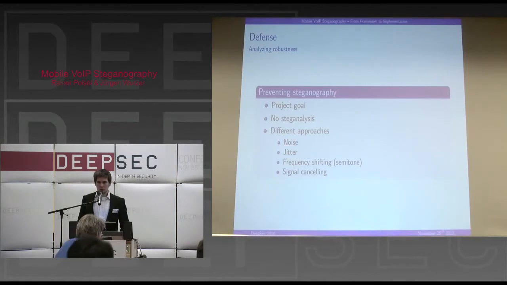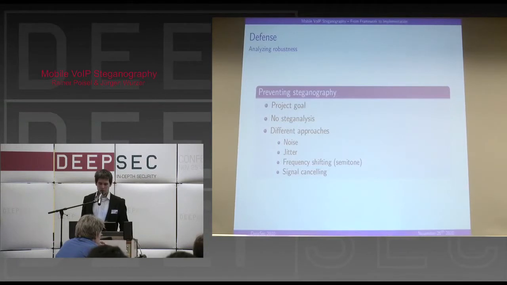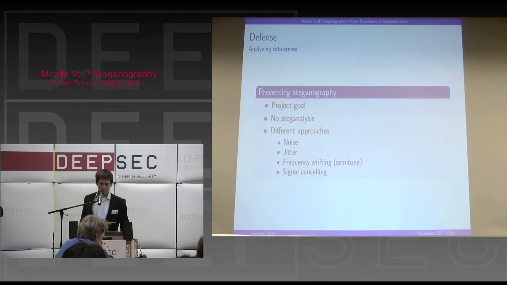Okay, so it should also be mentioned that another project goal of StegIT2 is that we implemented some algorithms for the prevention of steganography. We did this to prove that our approaches and techniques are robust enough. And we took four different approaches. The first one is, assuming, the most simple one.